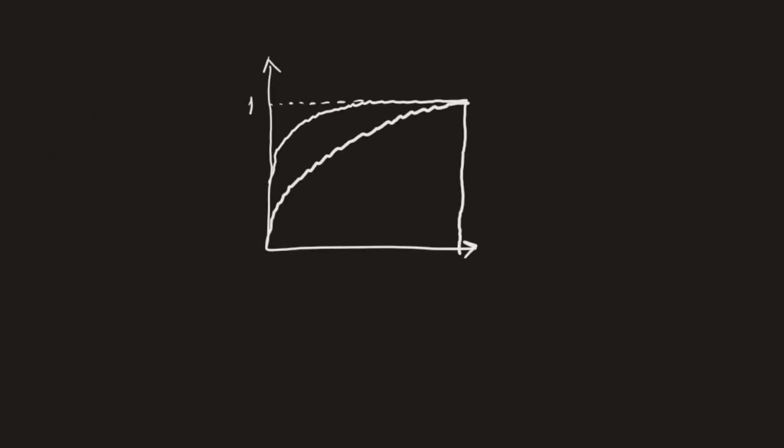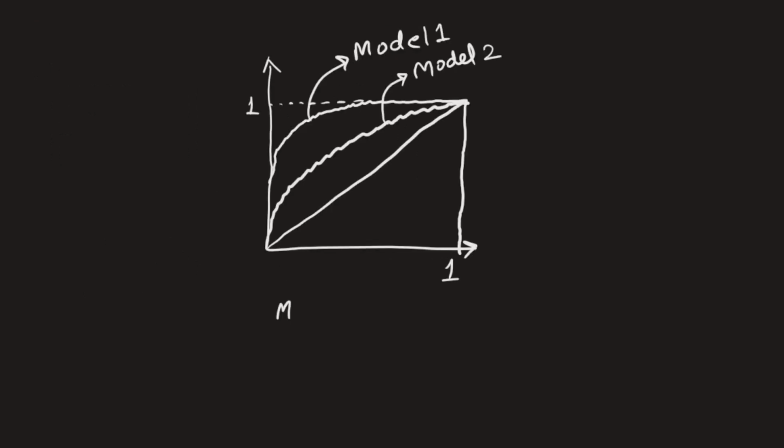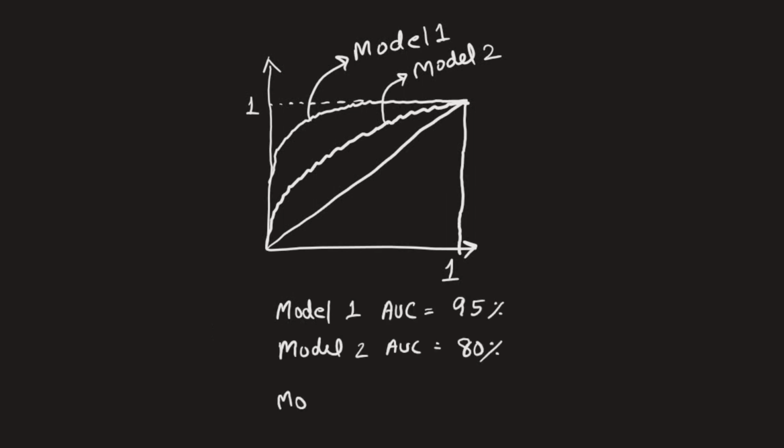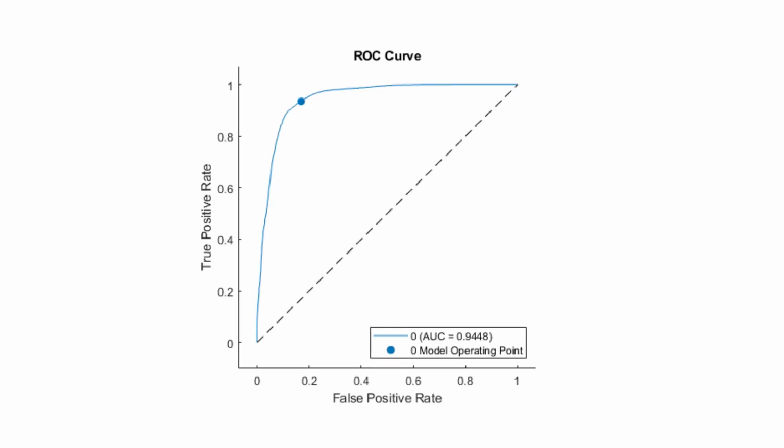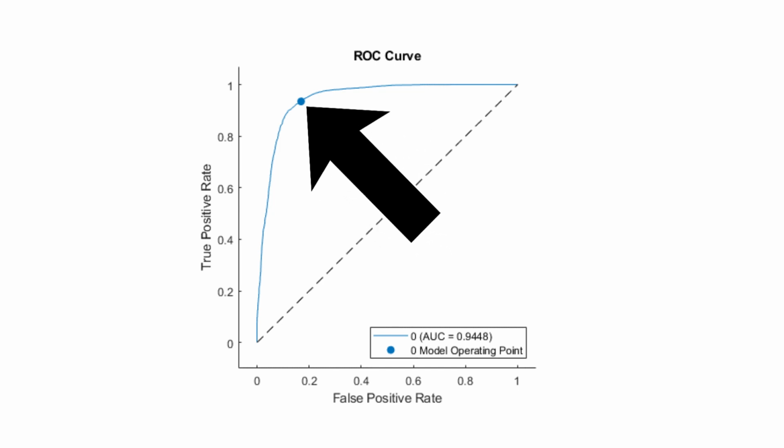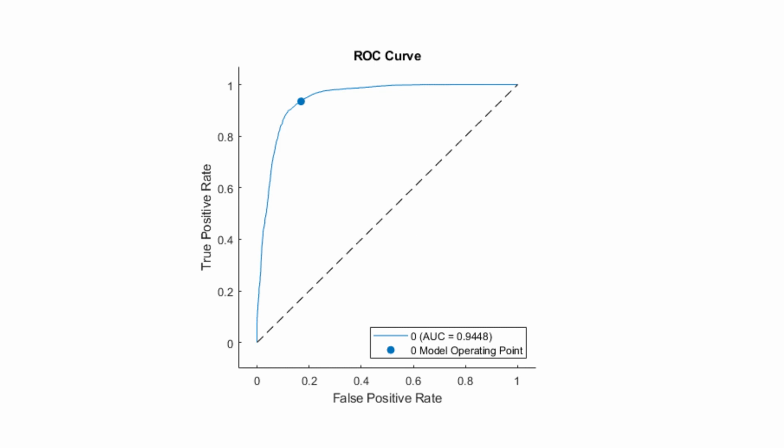If we have to compare two models, the model which covers more area or whose AU-ROC is more is considered better. When we plot ROCs in MATLAB, we also get something known as model operating point. This is the threshold point at which the models give the best trade-off between TPR and FPR.